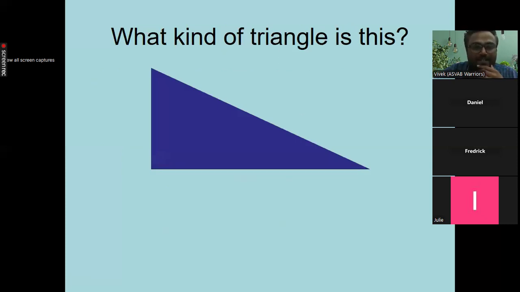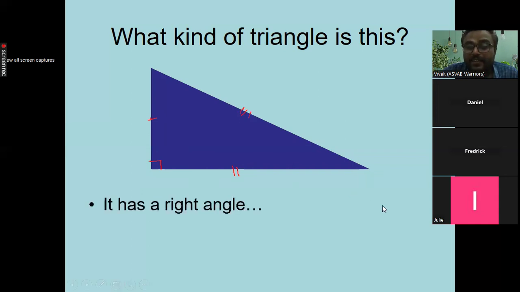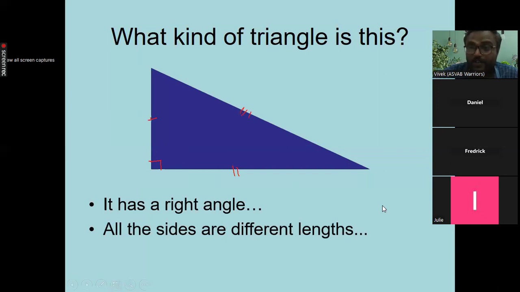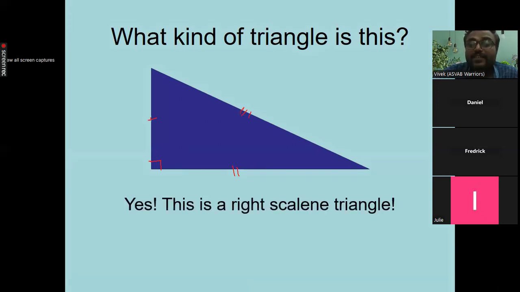So what kind of triangle is this? If you observe carefully, this looks like a right triangle to me. And all these three sides are different. So what can I say this is? It has a right angle and all the sides are of different length. So I can say this is a right scalene triangle.